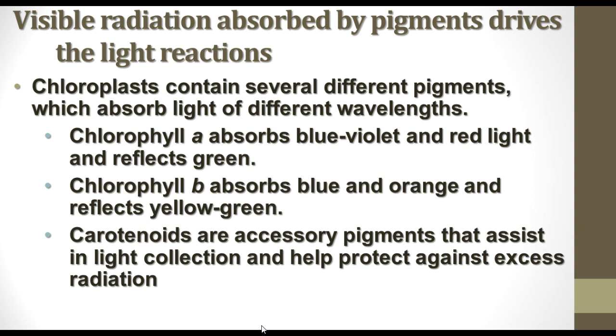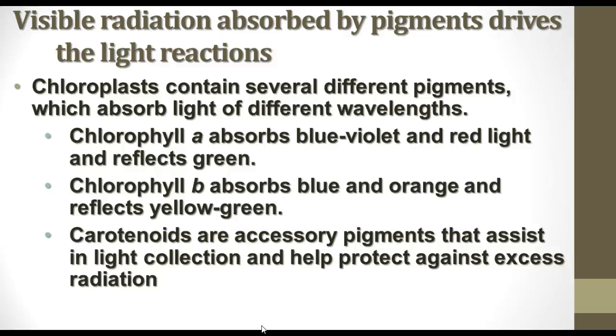Now, we have several different pigments that we find in chloroplasts, and they absorb light in different wavelengths, which is an advantage to be able to use different wavelengths, because sometimes some of them get filtered out. Chlorophyll A absorbs colors in the light in the blue, violet, and red range and reflects green, and chlorophyll B absorbs blue and orange light and reflects yellow-green. So they're slightly different from each other.